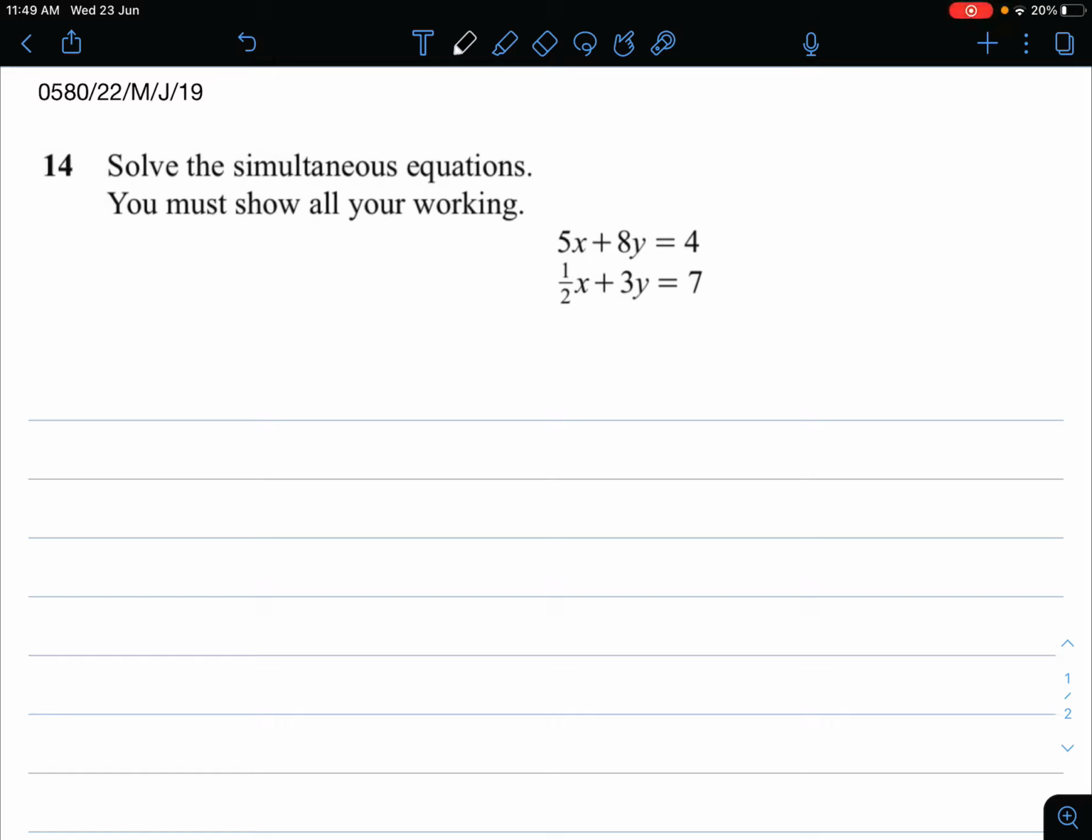Welcome to ANF Solver question 14. Solve the simultaneous equations. You must show all your working.